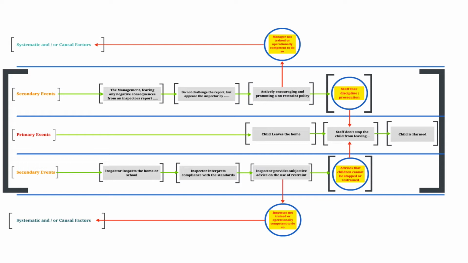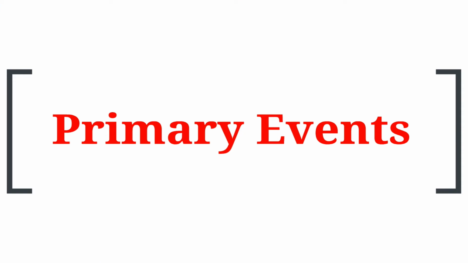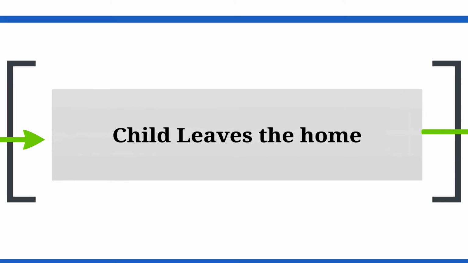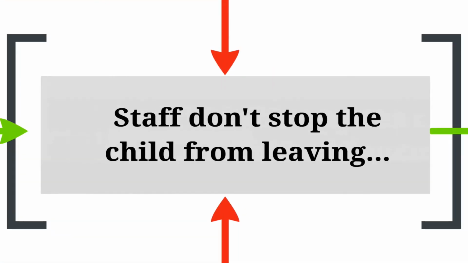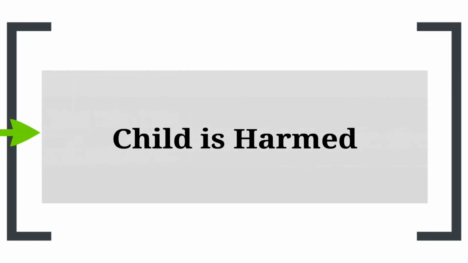So I'm going to take you through a hypothetical situation, and although hypothetical, it has its roots in some incidents that occurred many years ago. So what we're going to do now is deal with the first set of events, which are called primary events, and this is the lead up to what went wrong. And the primary set of events in this case was that a child leaves the care home or the school. The staff didn't stop the child from leaving, and as a result, the child was either harmed physically or sexually abused or whatever. They're the primary set of events.